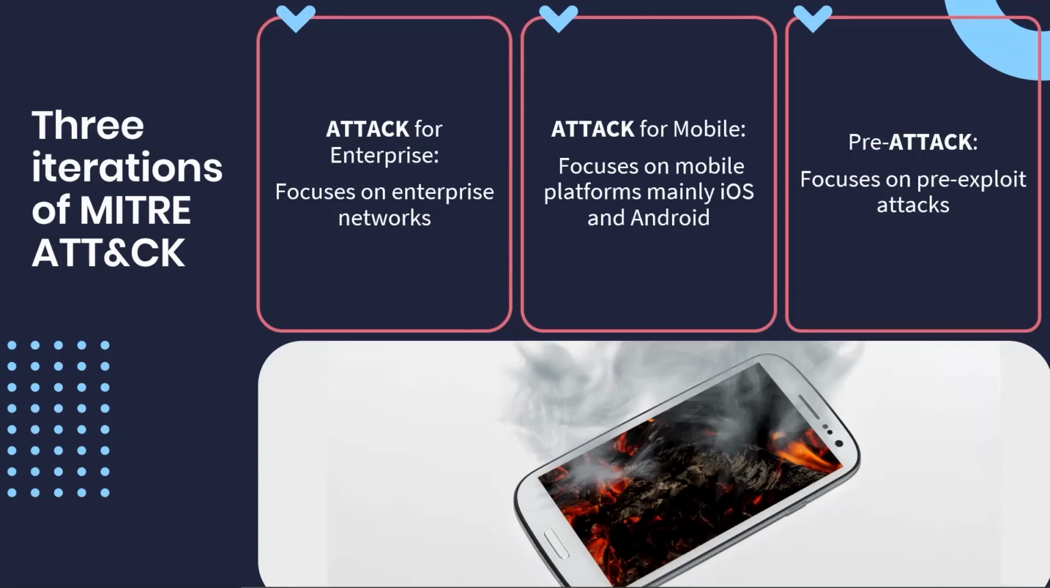MITRE ATT&CK has 3 iterations, which are ATT&CK for Enterprise. This focuses on enterprise networks, highlighting different operating systems such as Windows, Mac, Linux, and other network devices like switches, routers, and even cloud environments. ATT&CK for Mobile. This focuses on mobile platforms, mainly on iOS and Android operating systems. And PRE-ATT&CK. This focuses on pre-exploit attacks like zero-day vulnerability, which has affected both mobile and also enterprise.